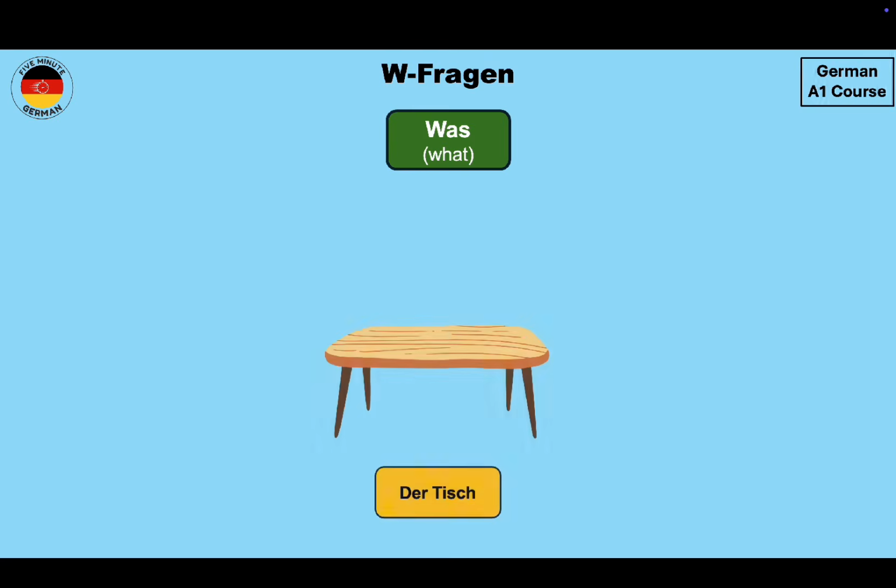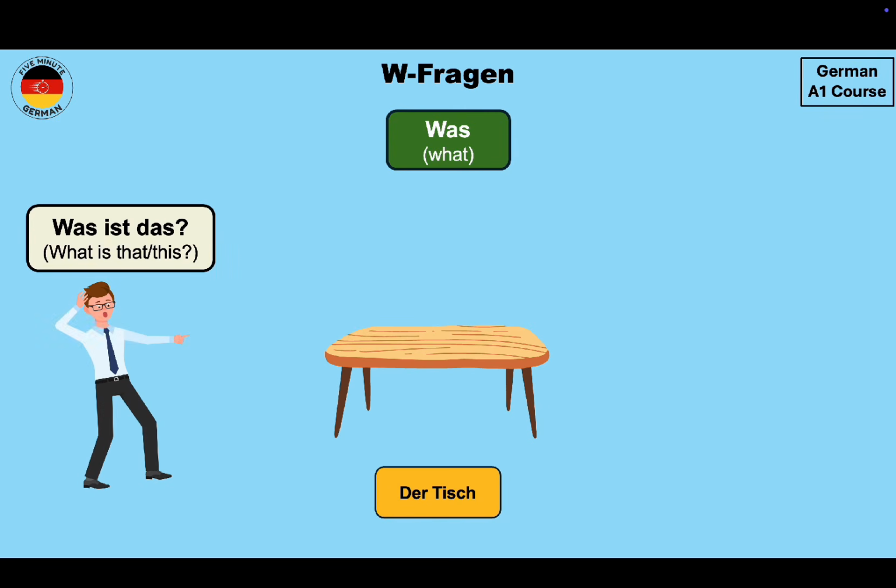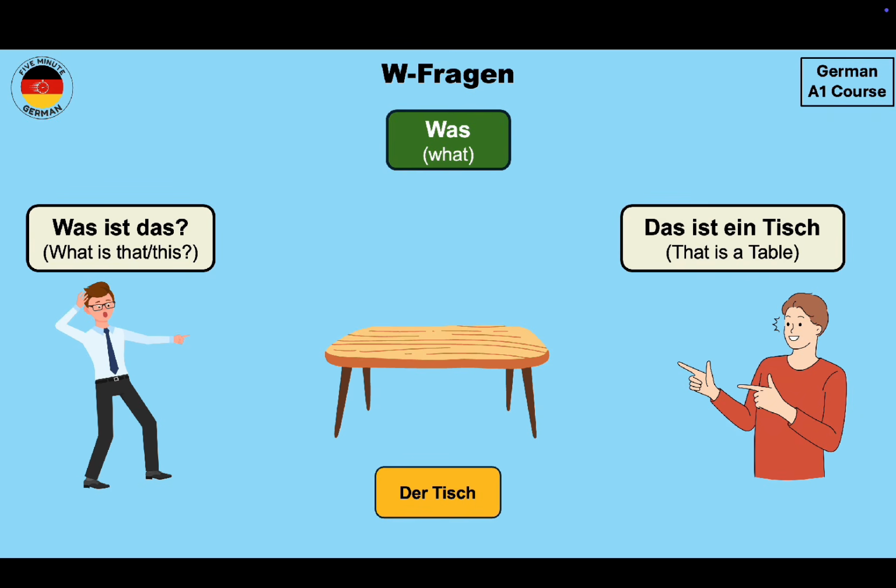So how do we use this? Now suppose you have this table which is der Tisch. So you can ask the question, was ist das? And your colleague or friend will say, das ist ein Tisch, that is a table. I have made another video on was ist das, in which you will learn the names of different things in German. So if you want, you can take a look at it as well. I will link it in the description below.